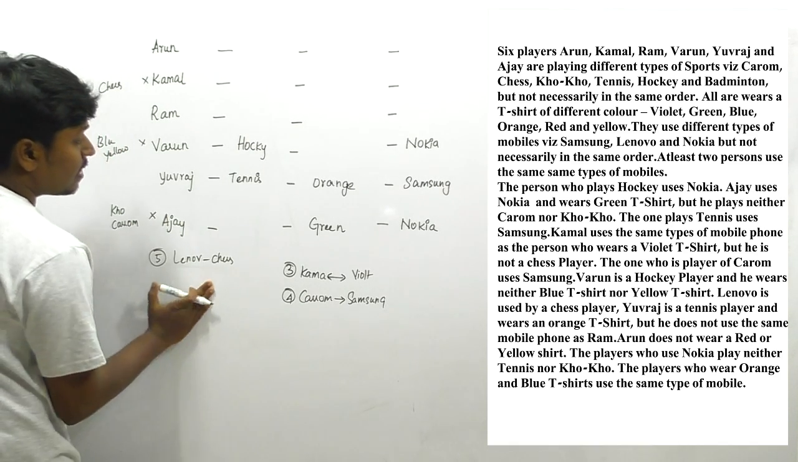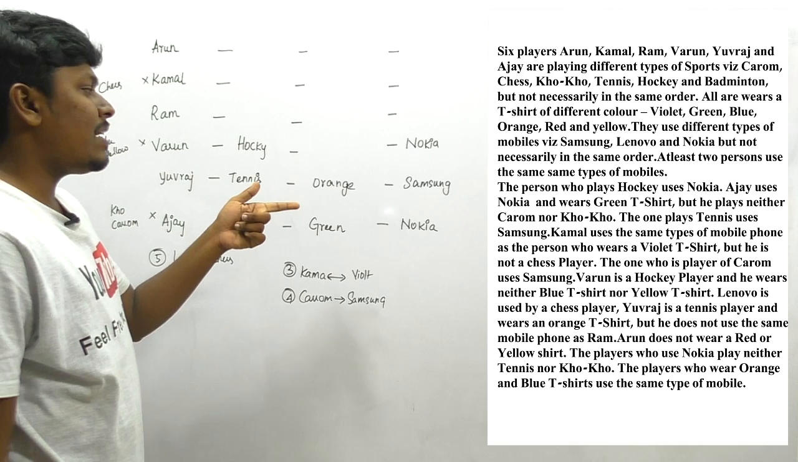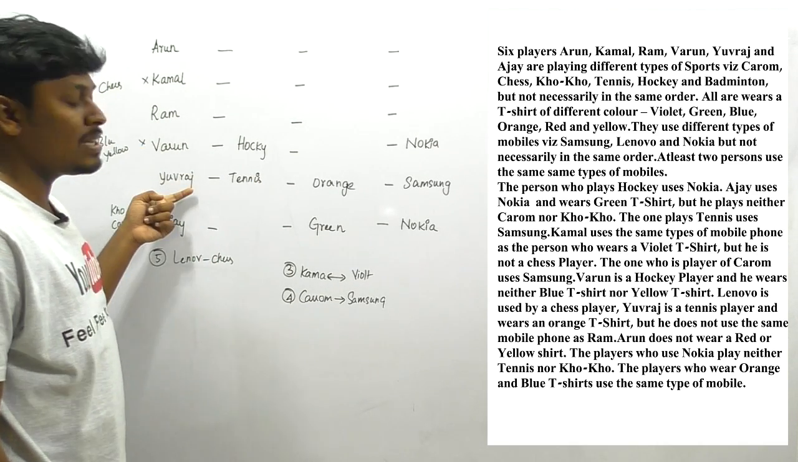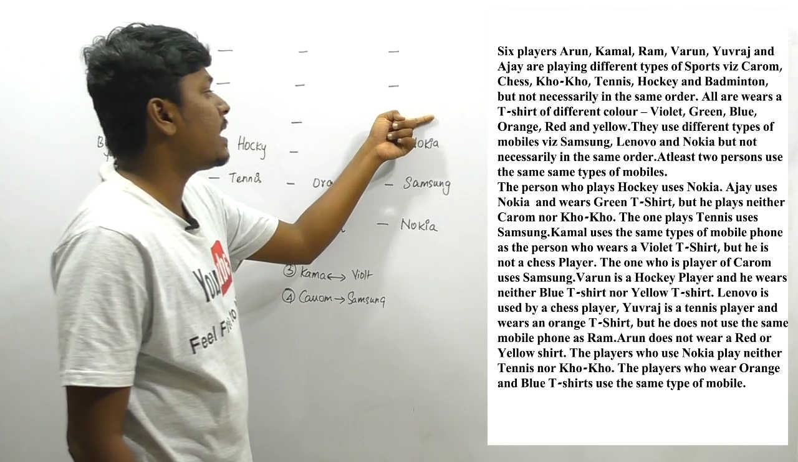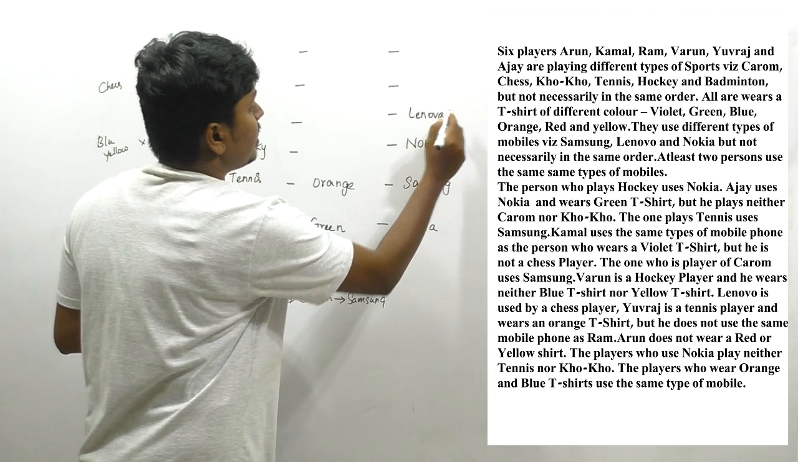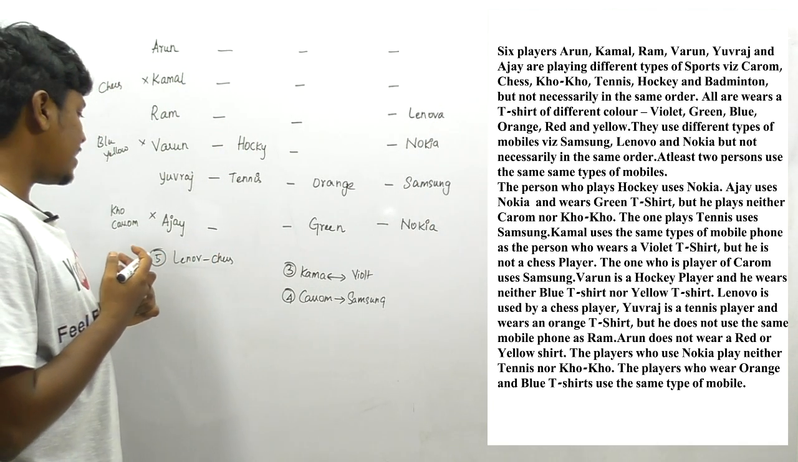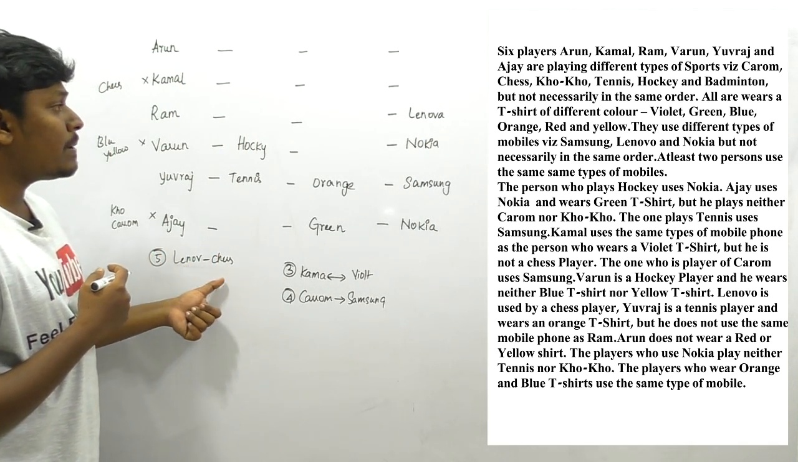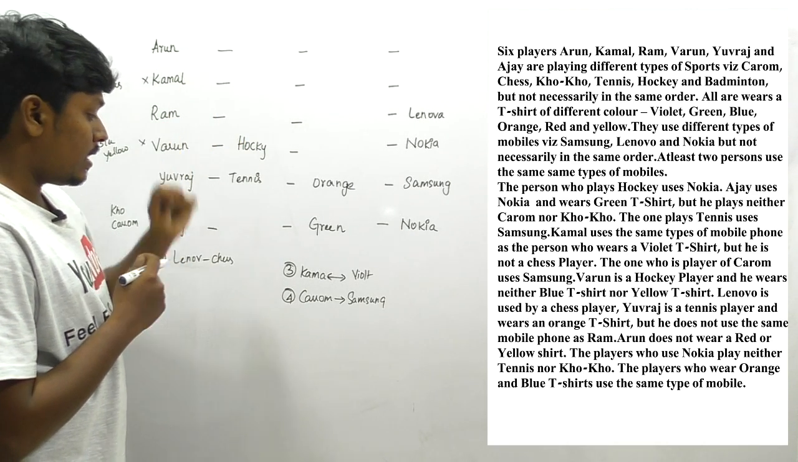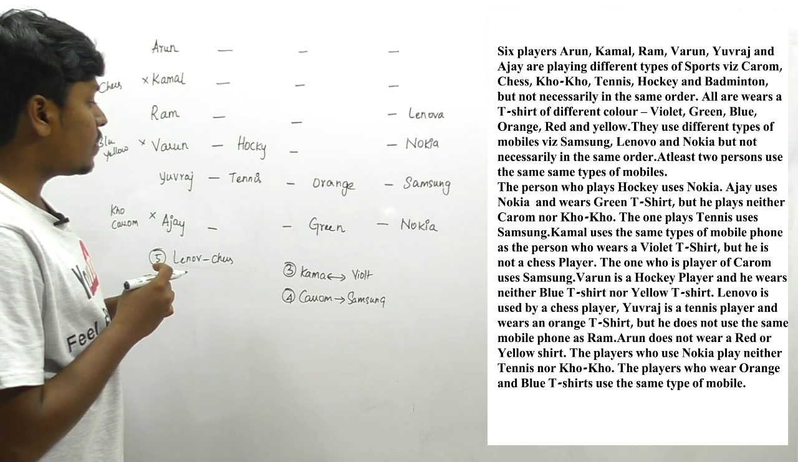So let me rub this condition, and they have given us the exact clue that Yuvraj and Rom are not using the same mobile. Definitely the Samsung can't be placed here. Only one phone remaining, that should be Lenovo, right? So only Lenovo is remaining, friends. And the person who uses Lenovo plays chess, but we can't exactly say that this person plays chess. Another person can also play chess, right? But okay, we don't know.